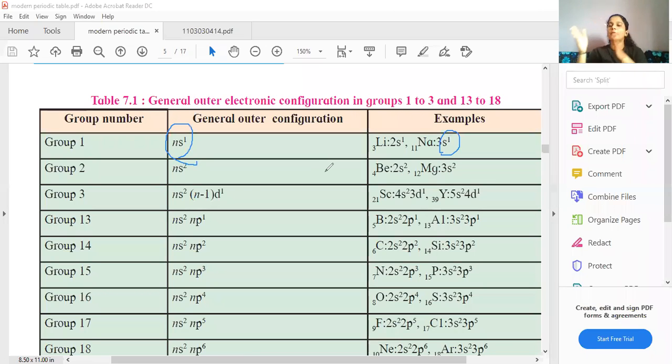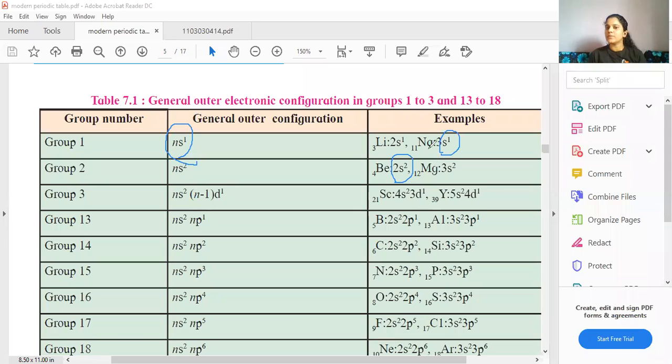Okay. If I talk about the second group, students, think of the groups. We are not discussing periods now, we are discussing groups. So in the second group, the first element is beryllium. If I write the configuration for beryllium, it comes after lithium. You can see the atomic number 3 and then 4. So obviously, if it comes after lithium, then 1 electron extra. So this will become 2s2.